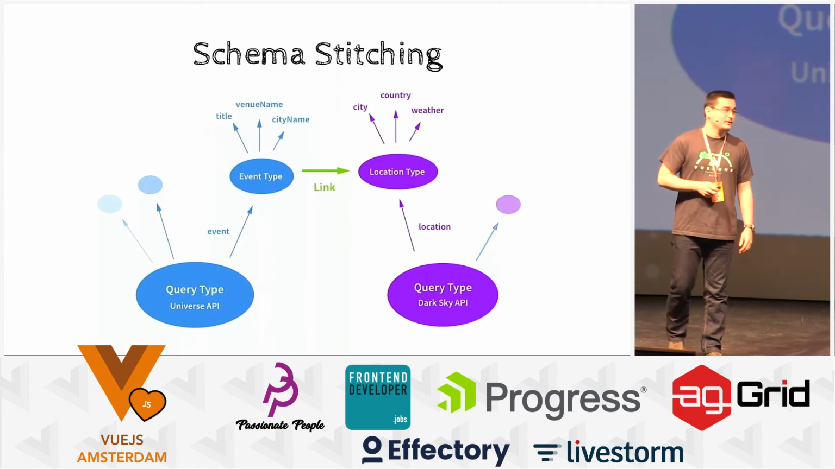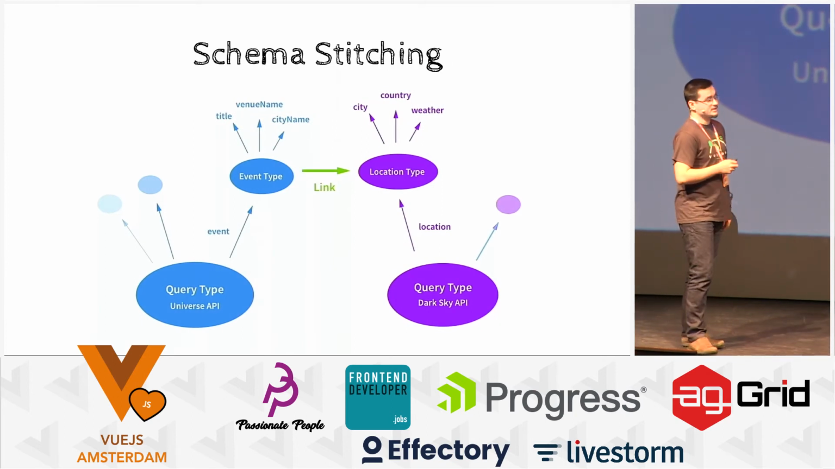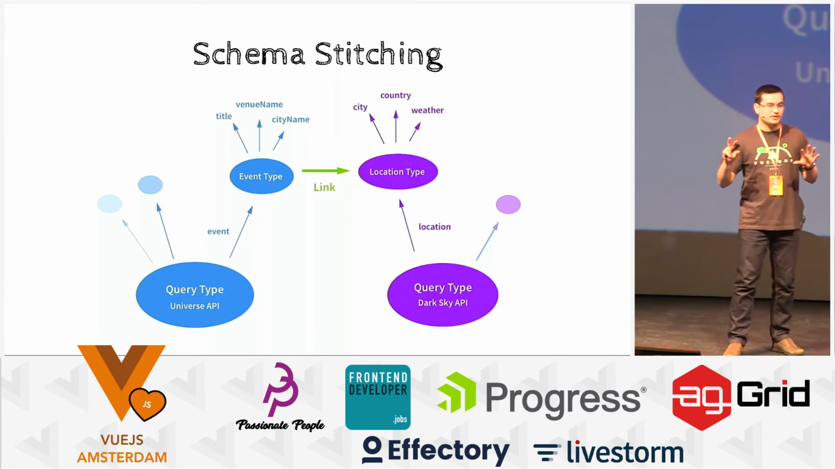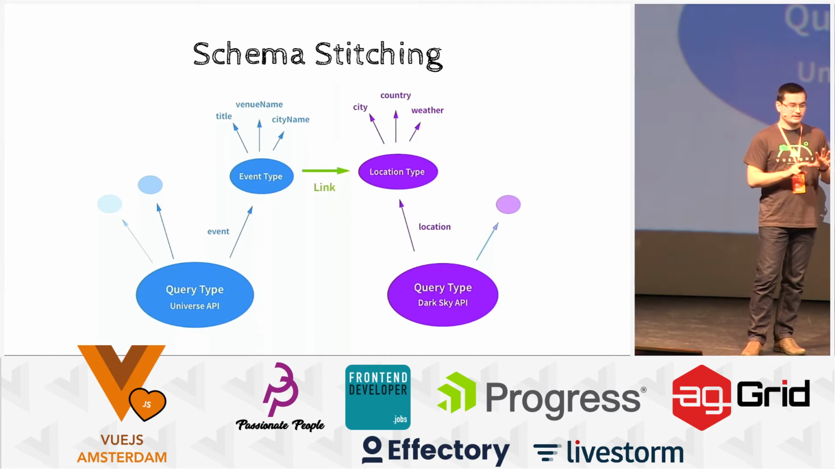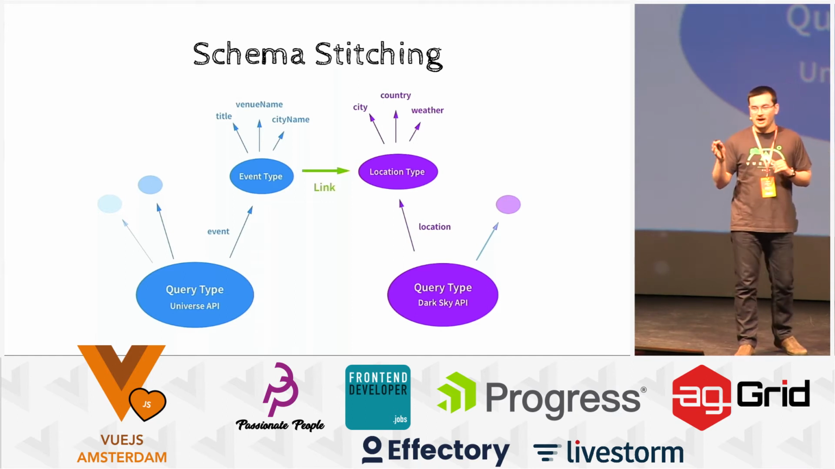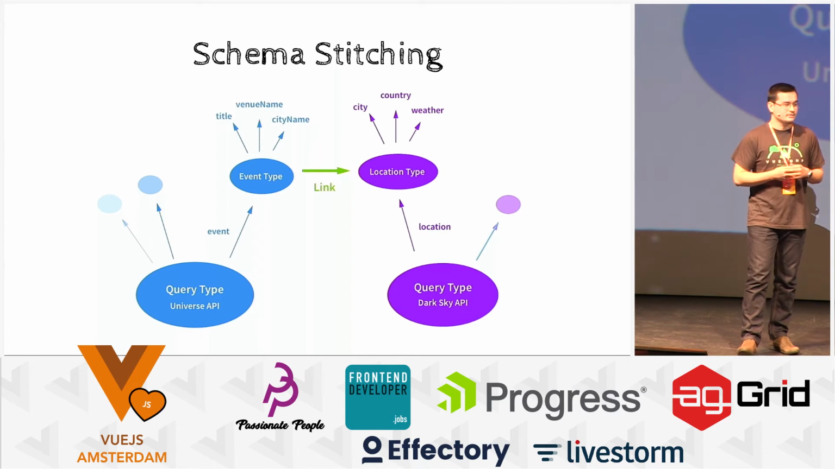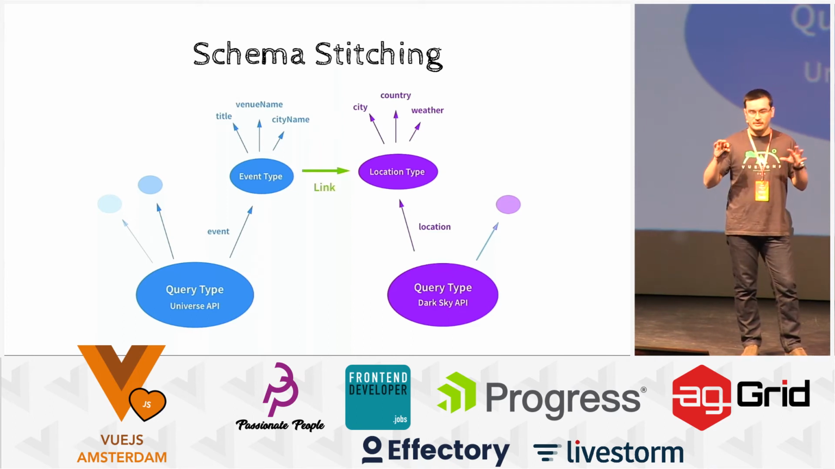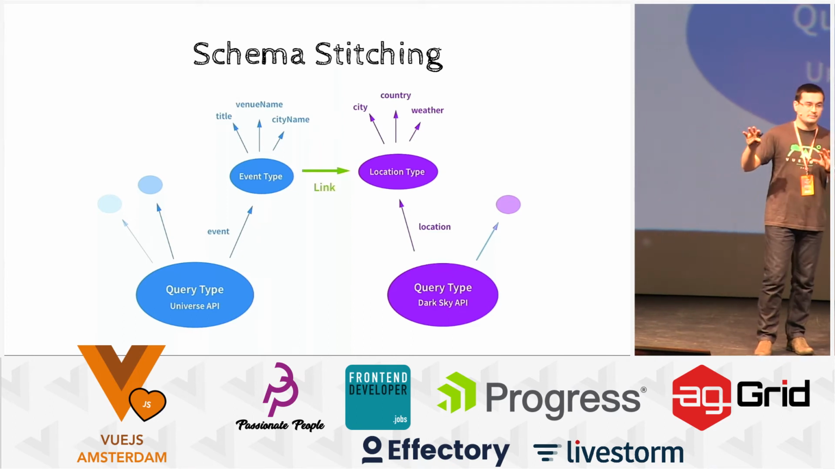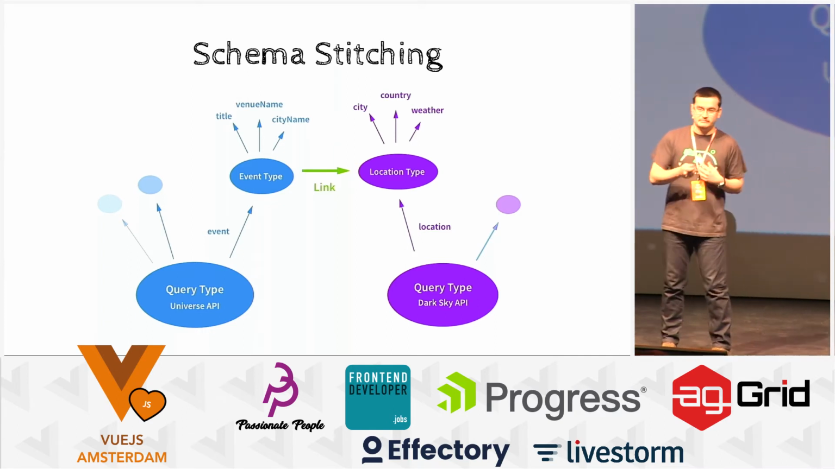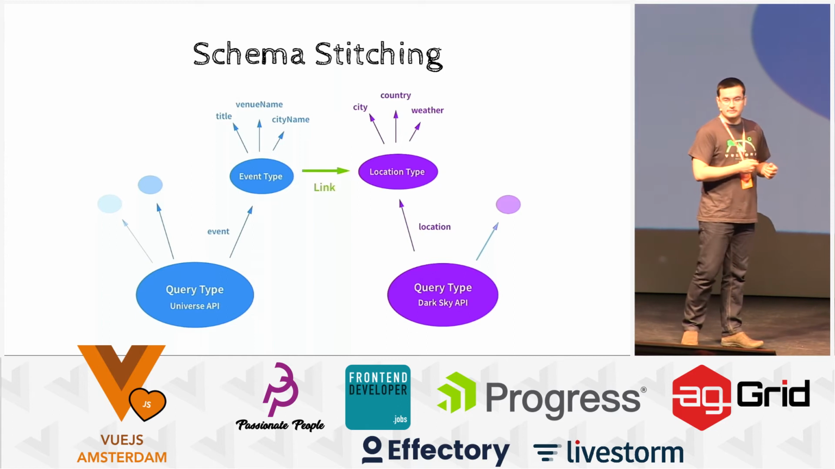Another great feature is schema stitching. It allows you to merge two GraphQL schemas together. For example, you've got a schema about weather, and you want to integrate it into your app. So you just have to say, okay, I'm taking this schema and merging it into my own. So then you can use it directly in your GraphQL API.